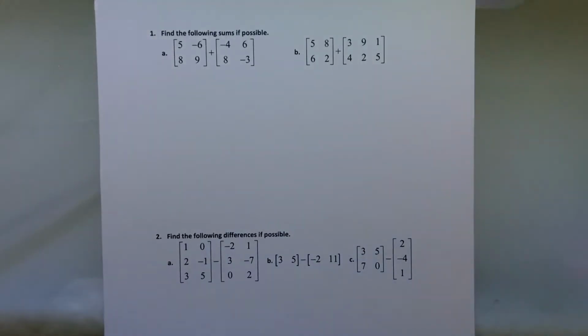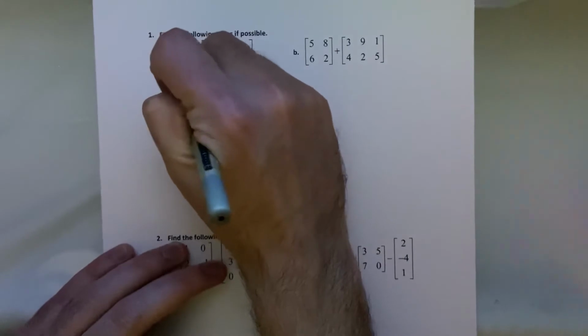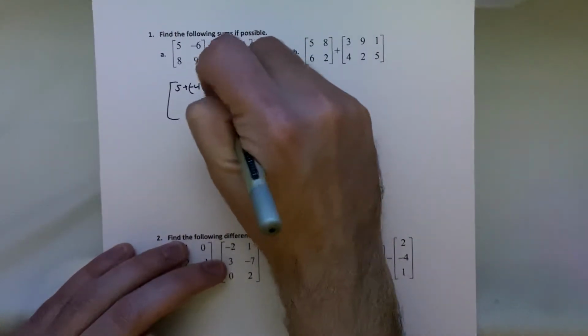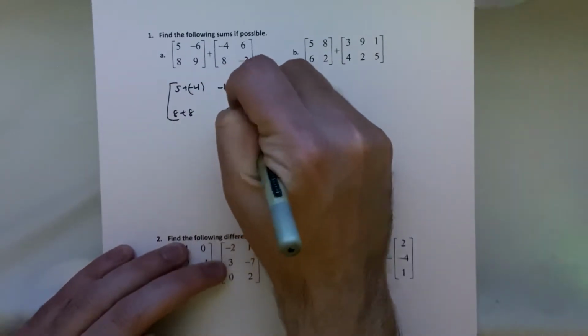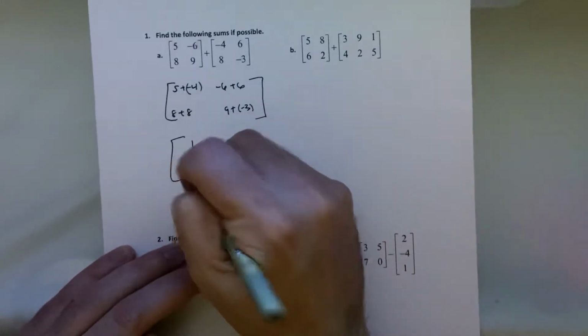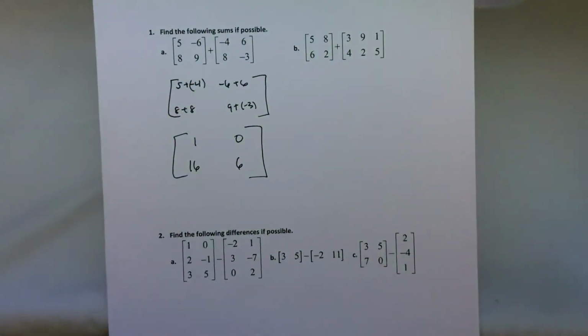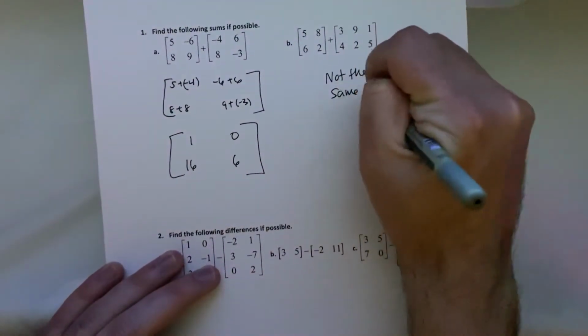Okay, so let's practice this. 5, negative 6, 8, 9, plus negative 4, 6, 8, negative 3. Are they the same size? Yes. So my solution is 5 plus negative 4, negative 6 plus 6, 8 plus 8, 9 plus negative 3. That'd be 1, 0, 16, 6. That's simple. B, can I add 5, 8, 6, 2 and 3, 9, 1, 4, 2, 5? Not the same size, so no. So you cannot add them.